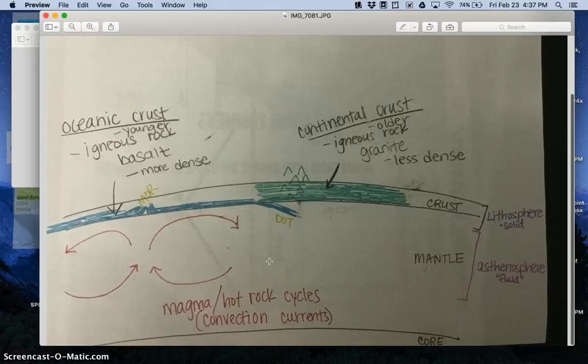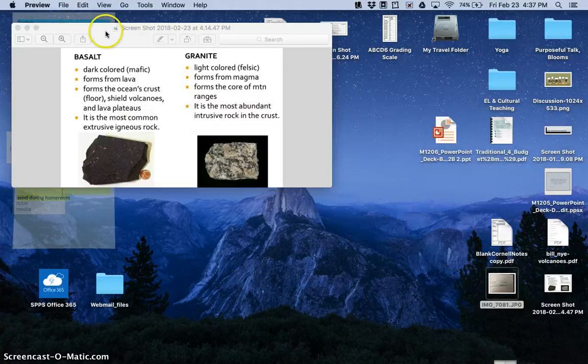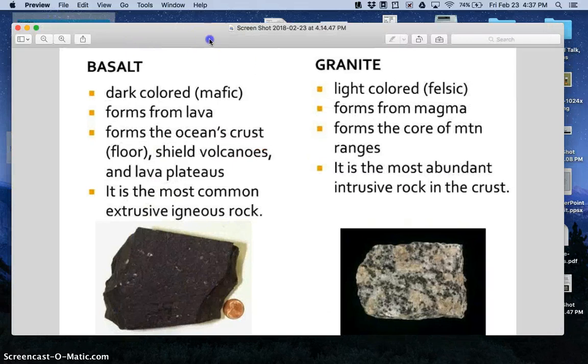So I want you to maybe pause the video, look through this, make sure you make sense of all of this. I'll also put it on Schoology. There are two different types of rocks, igneous rocks, that we're talking about here.